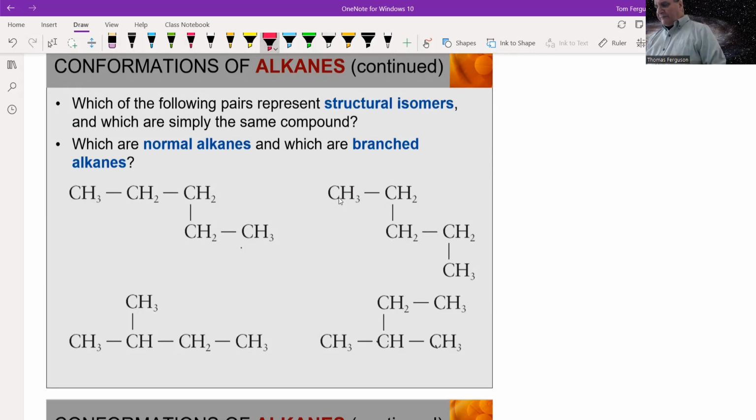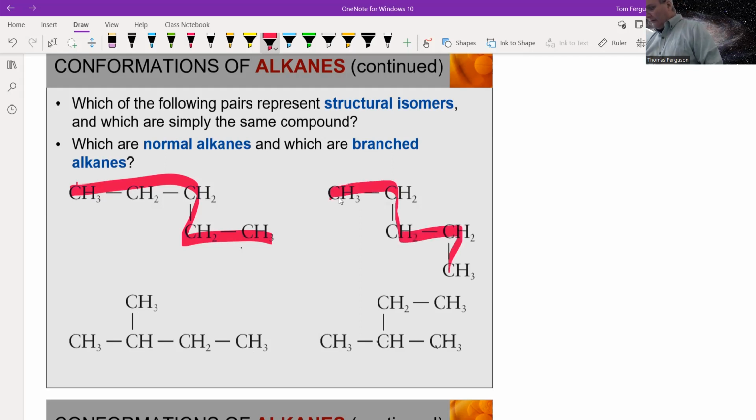Well, we look at the top left one. That's an easy one. There are 5 carbons in that chain. How many carbons are in that chain? 5, right? So those are equivalent molecules. No branching, 5 carbons.